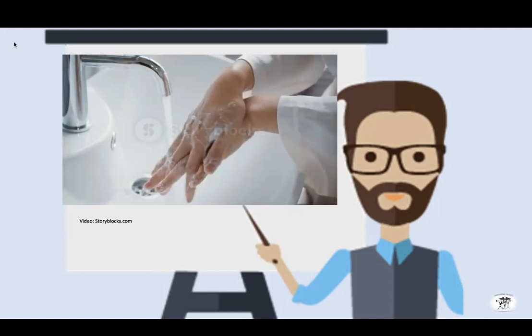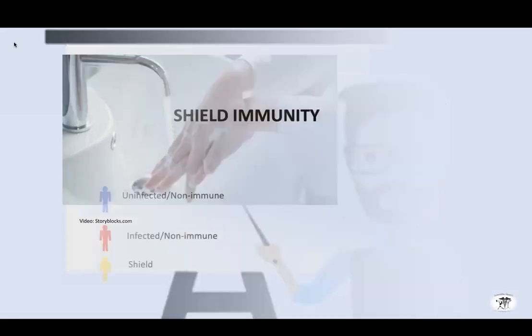Particularly when we're looking at the American sensibilities as relates to public health, which isn't really public, more personal health, and the need to make sure that I'm healthy. And when we start looking at shield immunity, instead of looking at it in terms of an isolationist point of view, think about it in terms of a protective point of view.